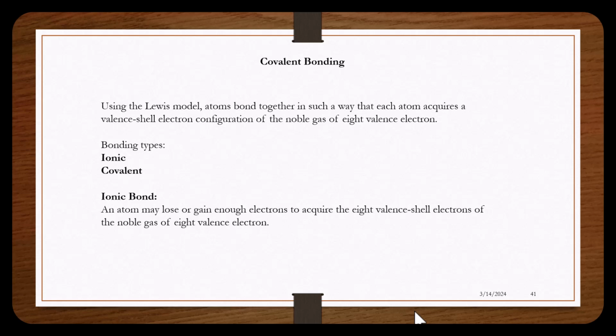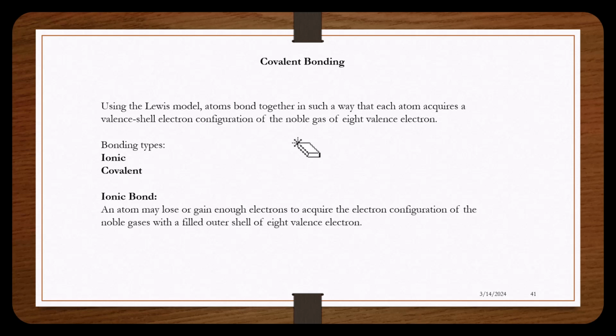Now we can move on to covalent bonds. Before we do this, I want to go over some things that we already know about bonding and ionic bonds. Using the Lewis model, atoms bond together in such a way that each atom acquires a valence shell electron configuration of the noble gas of 8 electrons. We know there's two main types of bonds, ionic and covalent.